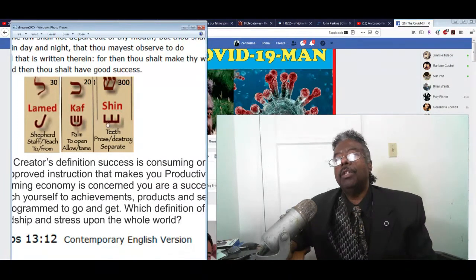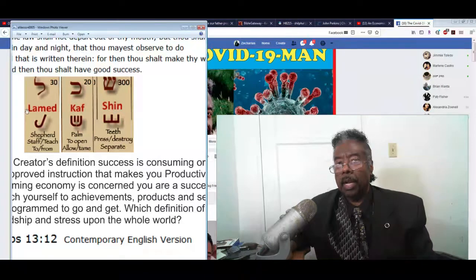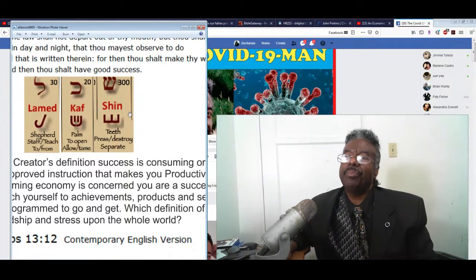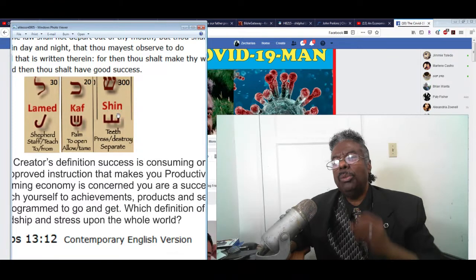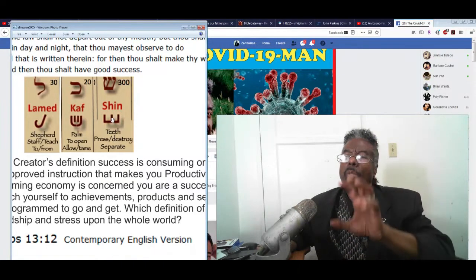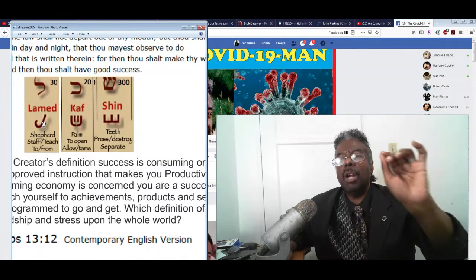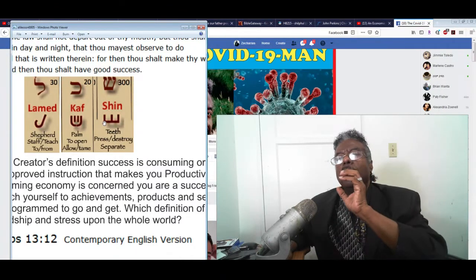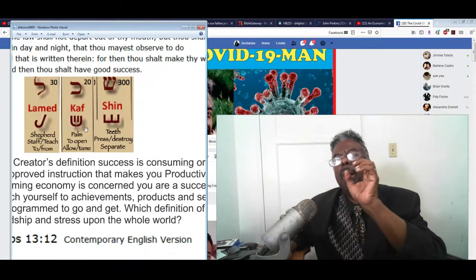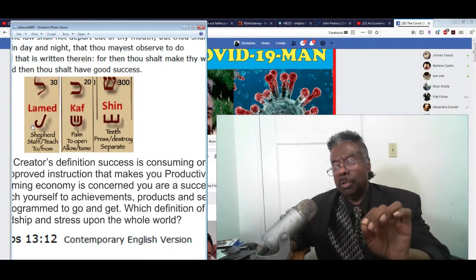So when you put it together, and remember the Hebrew is read from right to left, so start with Shin, Kaf, Lamed. It means to tightly hold on to, or to press or hold on to the approved, that's the Kaf, instructions. So it's to hold tight onto the approved instructions.